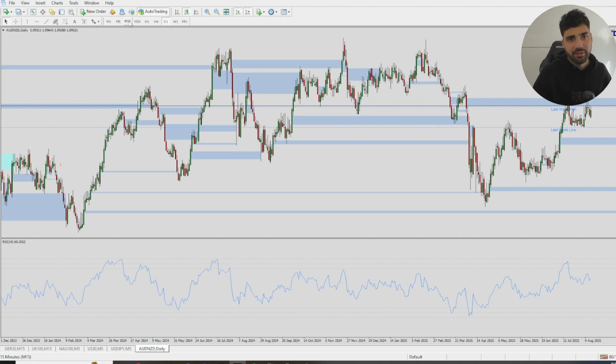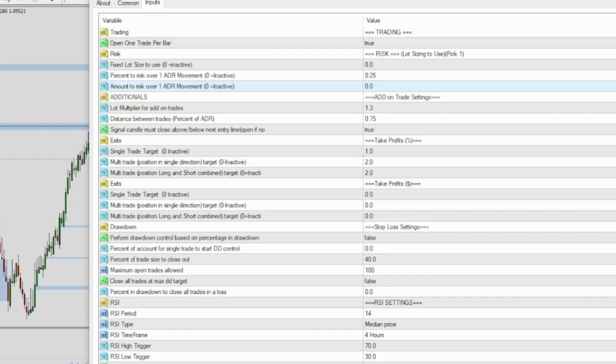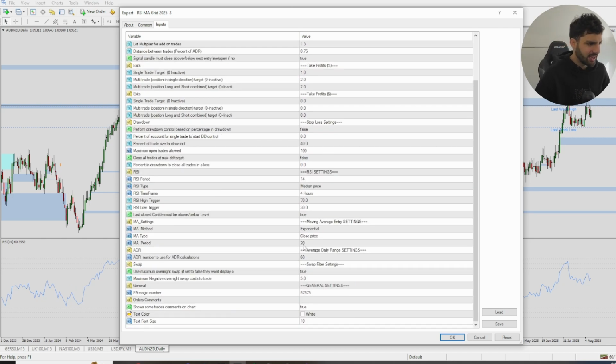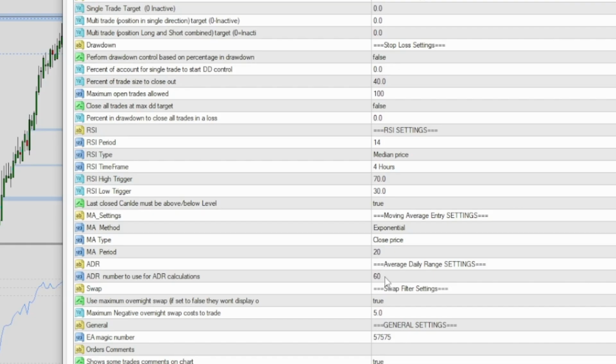Let's look more in depth into the settings of how this bot actually works. I was not kidding about the tiny lot sizes. Most of the time I'm risking 0.25% of my account over one average daily range of movement. So if I get 4 days of movement against me, I'll be in about 1% of drawdown if it moves to its average. You can pick down here below what your average daily range calculation will be.